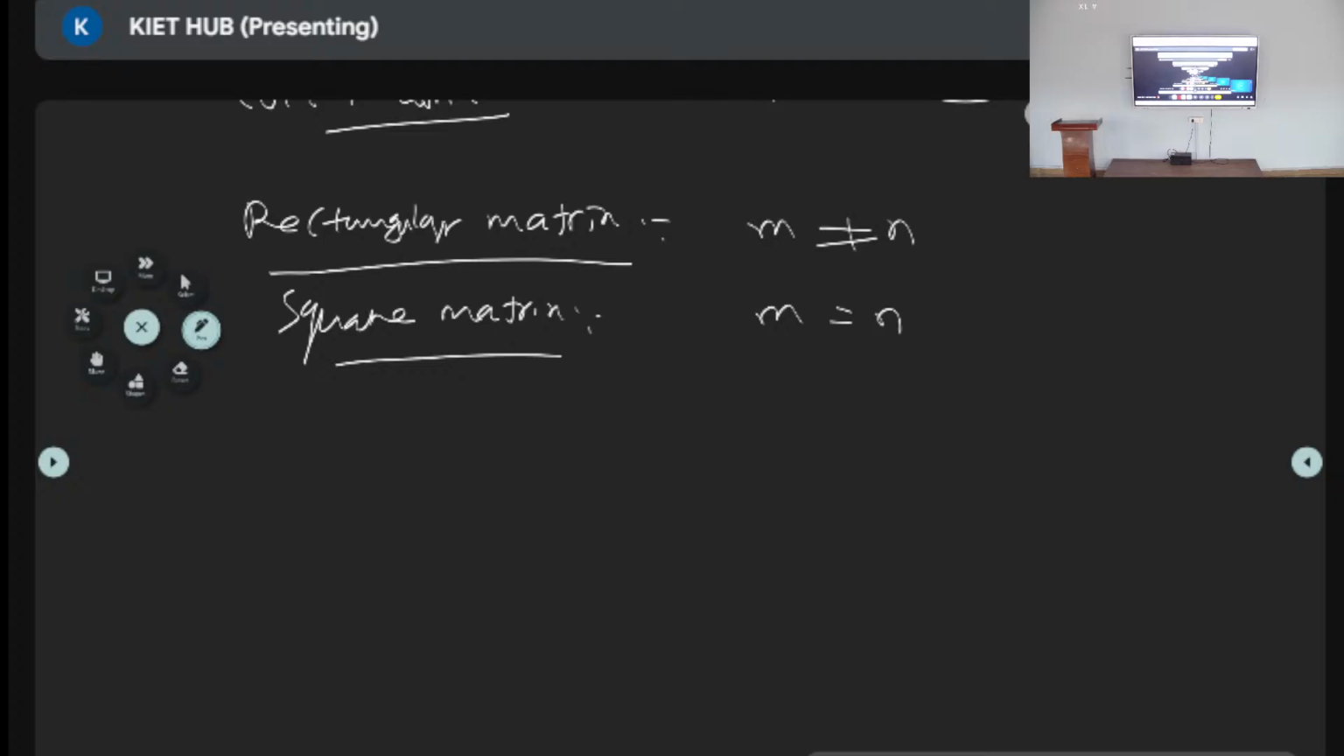Now 1, 2, 3, 4, 5, 6. Square or rectangular? Rectangular. 1, 2, 3, 4, 5, 6 is rectangular.